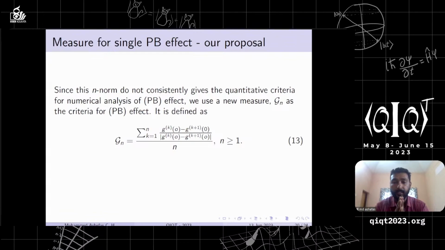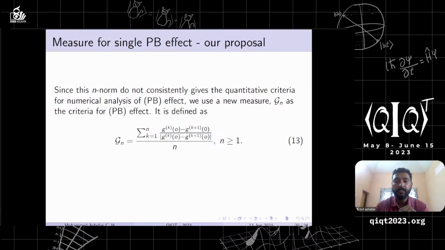So there is nothing great here. What we have done is, whenever the higher order correlation function is lesser than the lower order correlation function, the numerator would be 1. The numerator is a summation, so each term would be 1 if it satisfies the photon blockade condition, and the numerator would be equal to n if you have n terms in the summation, and if you divide it by n, you will get 1.